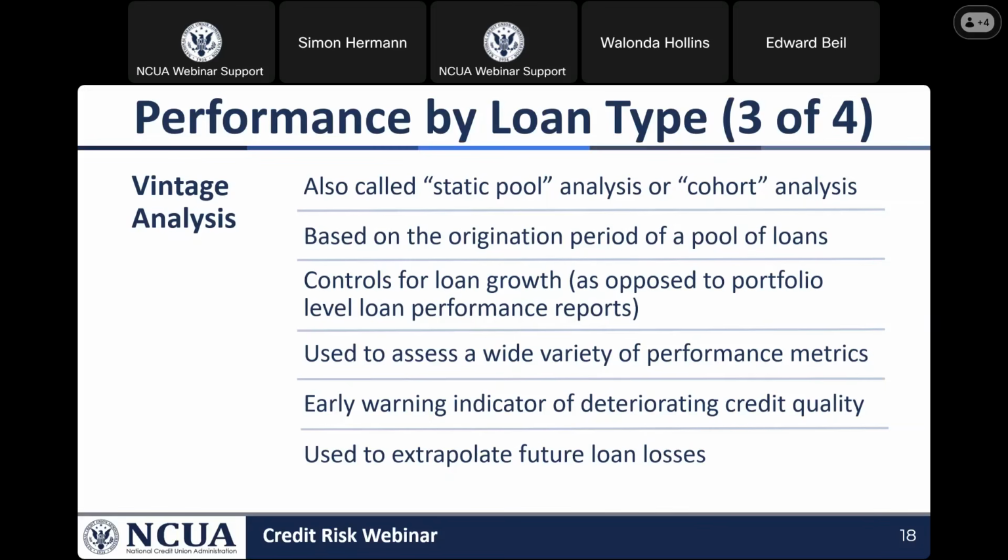Vintage analysis can be used to look at a wide variety of loan performance factors to assess credit risk, but delinquency rates and cumulative loss rates are some of the more common factors that are used. This type of analysis can provide the board with an early warning indicator of credit quality deterioration before it becomes apparent in portfolio level performance reports. For example, if the performance associated with recently originated vintages is slipping, that could prompt discussions about whether policy exceptions need to be limited or underwriting standards need to be revised. Next slide, please.